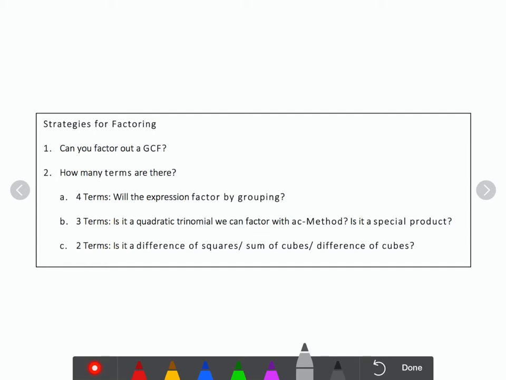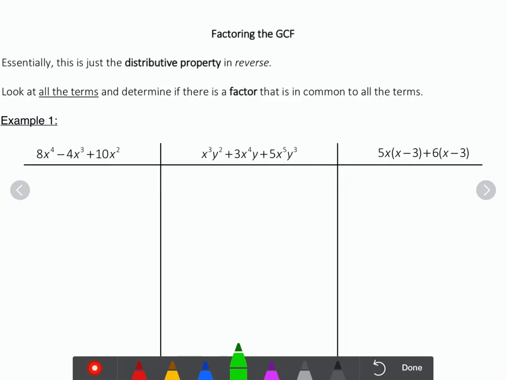our factoring. Okay, in this particular lesson, we're going to look at factoring out the greatest common factor, and we're also going to look at factoring by grouping. Okay, so factoring out the greatest common factor, essentially this is just the distributive property in reverse. So we're going to look at all our terms and we're going to determine if there is a factor that's in common to all of the terms that we have.